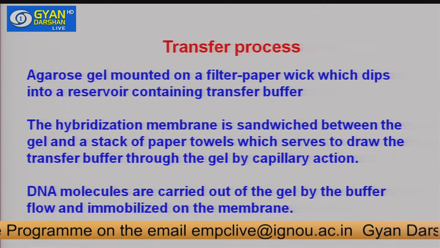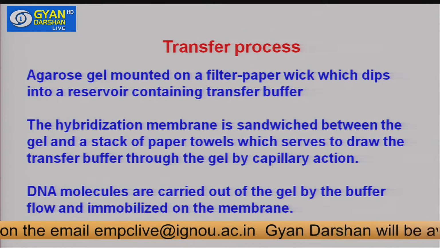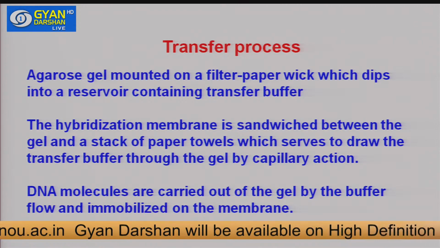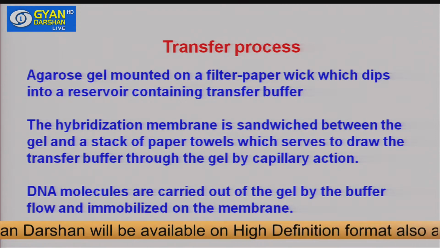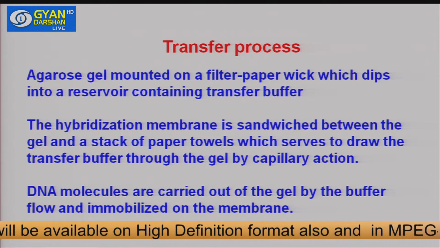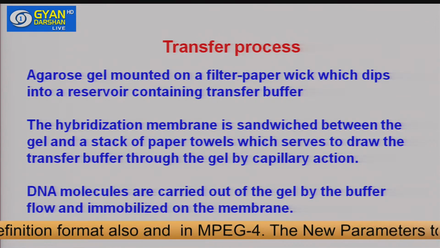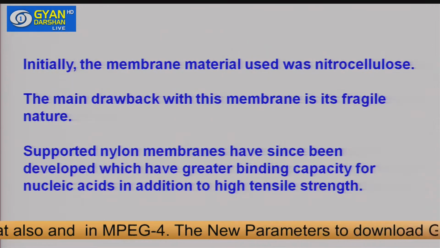The hybridization membrane is sandwiched between the gel and a stack of paper towels, which serves to draw the transfer buffer through the gel by capillary action. The DNA molecules are carried out of the gel by the buffer flow and immobilized on the membrane.